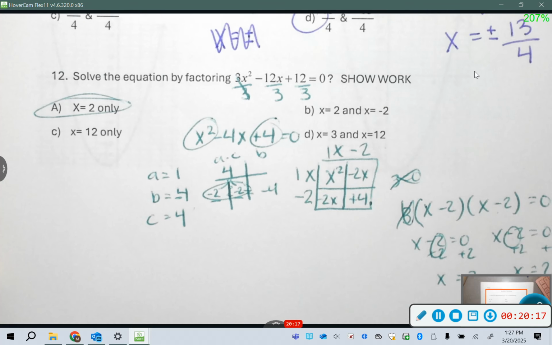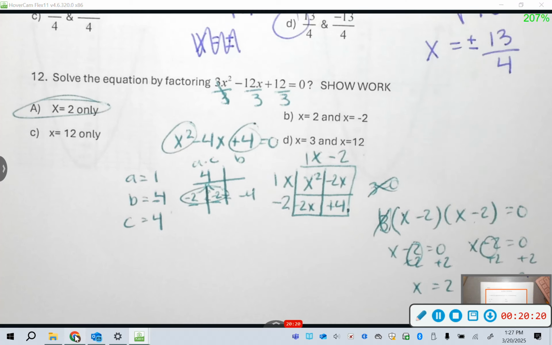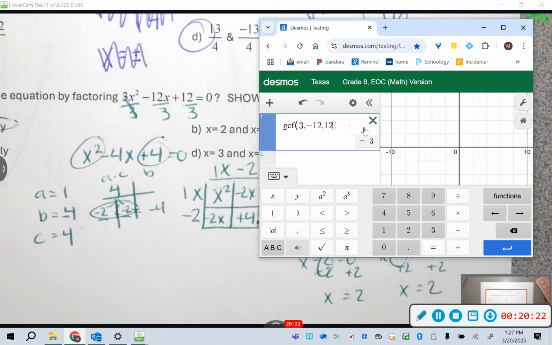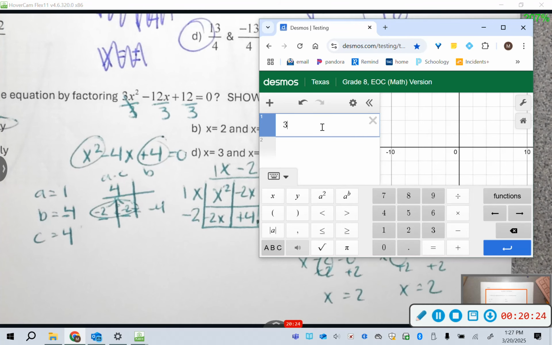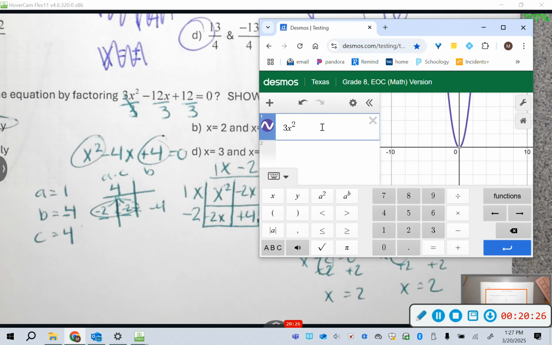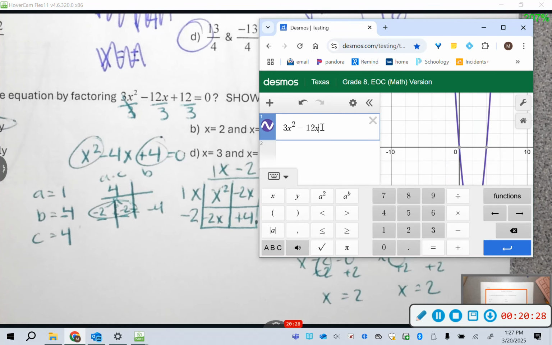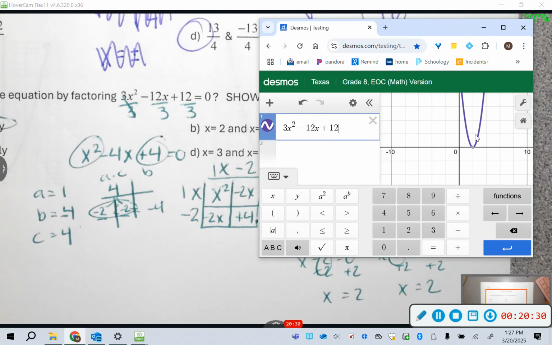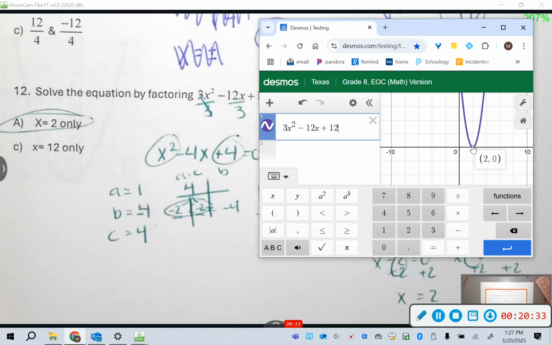Again, you could also check your work in the calculator by typing what was given to you. Now, this is a show work problem, so you still have to show me all your work, but I could type 3x squared minus 12x plus 12, and I see that it touches only at positive 2, so that is correct.